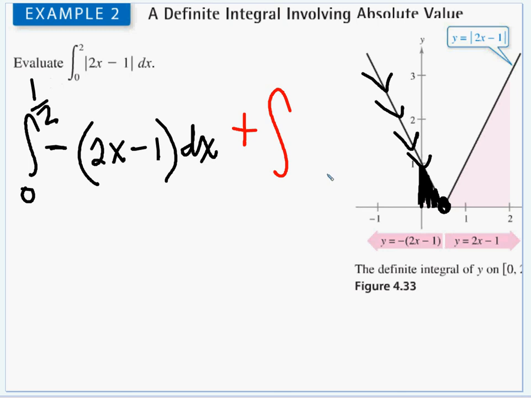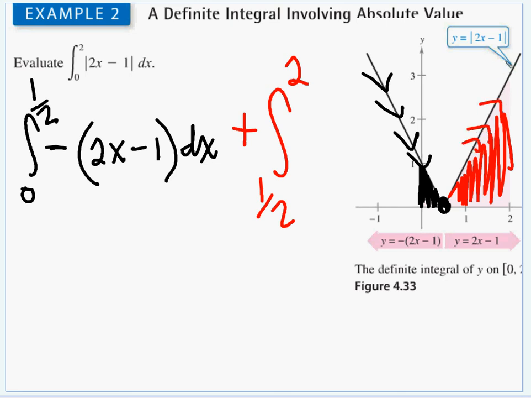This one left off at a half. So we got to pick up at a half. And now we're going to go to the end at 2. So this I'm going to sort of represent here with the red ink. This is back where now we've bounced off the x-axis. Our graph is positively sloped going uphill. So that is what is in the bars left as a positive. 2x minus 1 dx. So we've got kind of twice the fun here.